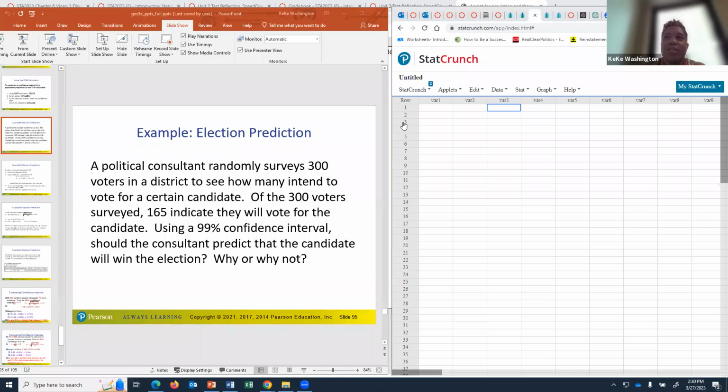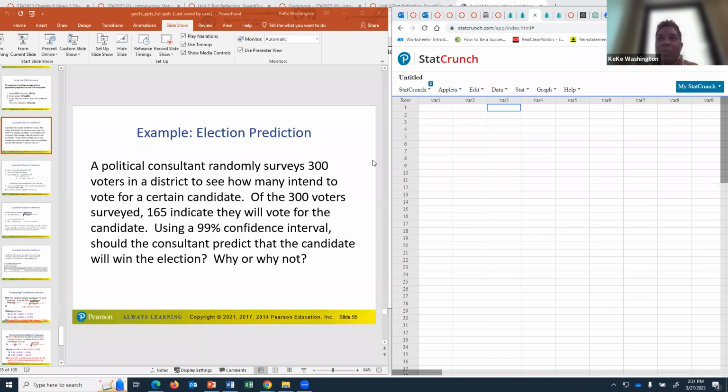Okay, so now we would like to look at how to create a confidence interval using StatCrunch. In this problem, a political consultant randomly surveys 300 voters in a district to see how many intend to vote for a certain candidate. Of the 300 voters surveyed, 165 indicate they will vote for the candidate. Using a 99% confidence interval, should the consultant predict that the candidate will win the election, why or why not?